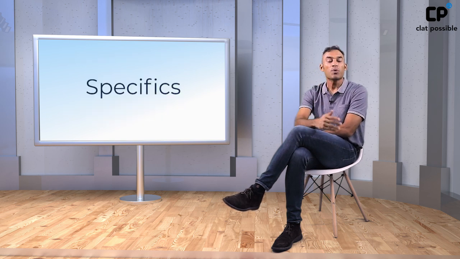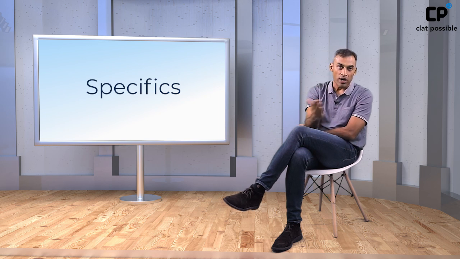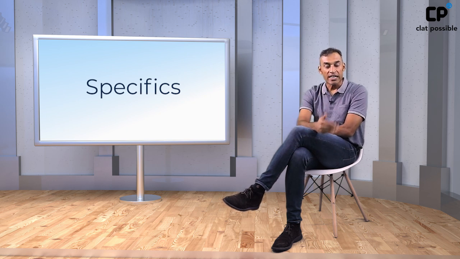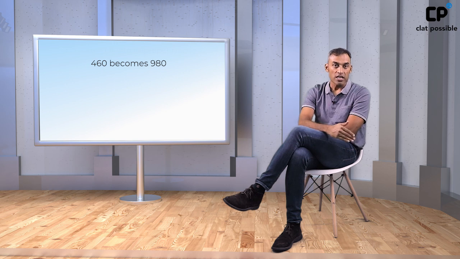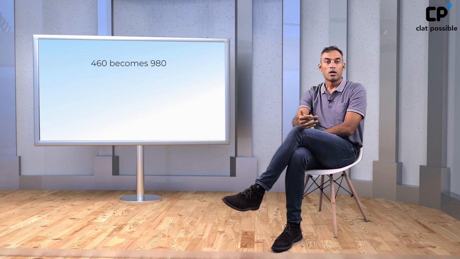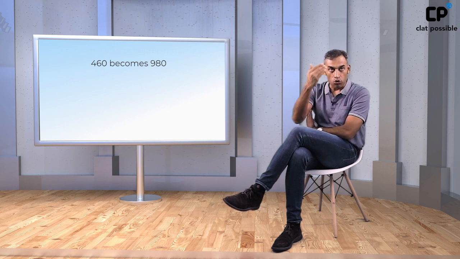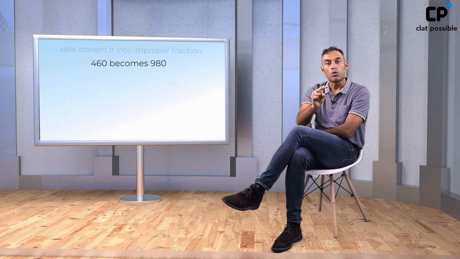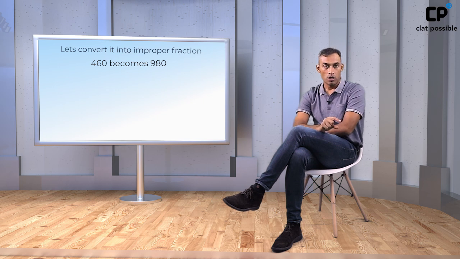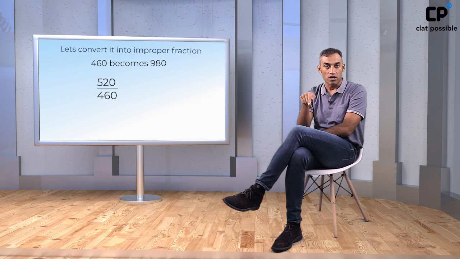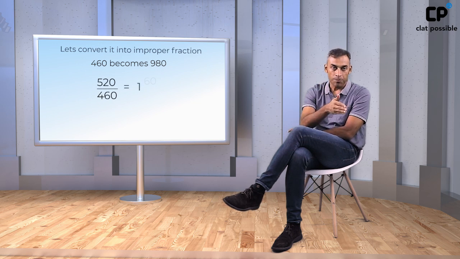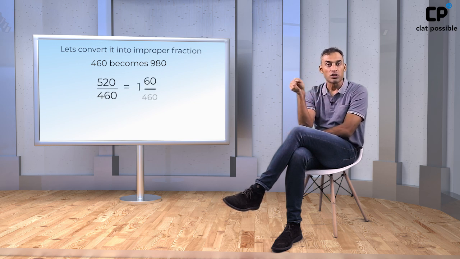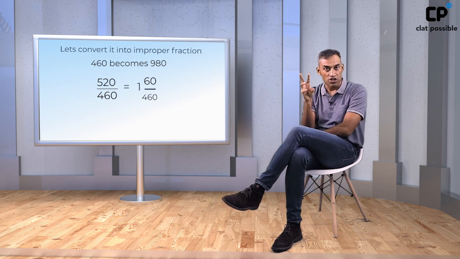The second thing is getting into specifics. Now how do we calculate this? Again, we look at two approaches here. So 460 has become 980, right? So what is the growth percentage if we have to calculate? Before we do that, we convert this into an improper fraction. Now what is the improper fraction here? So 980 upon 460, which is 1 and 520 upon 460.